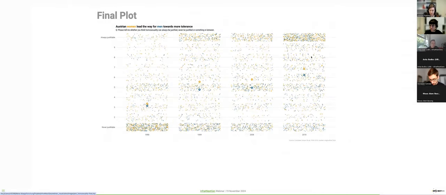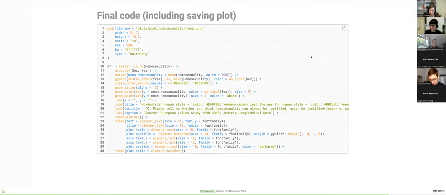I have saved the final plot here, the code for the final plot. And what I've done here, I also added code for saving this plot. I told you we need the Cairo package for including the fonts into the final PDF. And that's the function we use here. We use the PNG function and explain, okay, save the final plot in this folder and give it this name. That's the width and the height and the units.